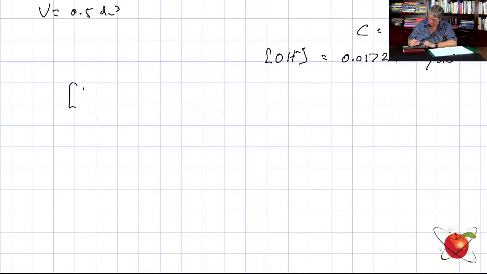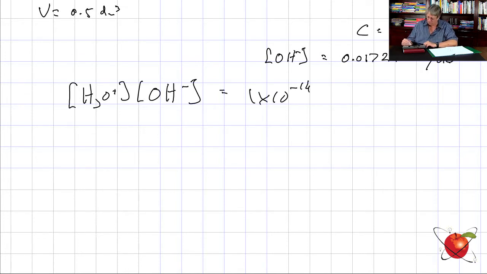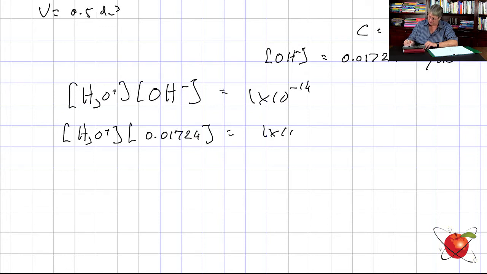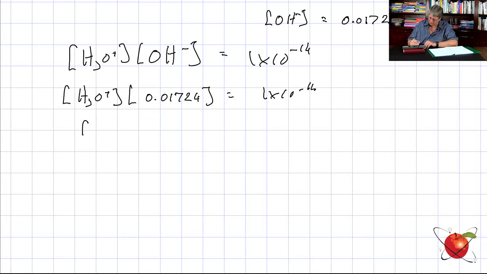Because remember, if you add a base, an OH, the concentration of H3O drops. Why? Because of this formula here, concentration of H3O plus times the concentration of OH minus is 1 times 10 to the minus 14. Therefore, look what we've got. Concentration of H3O plus times 0.01724 must be 1 times 10 to the minus 14. We're always targeting the OH, right? Therefore, the H3O plus, hydronium, is that divided by that, and the answer comes to be 5.8 times 10 to the minus 13.